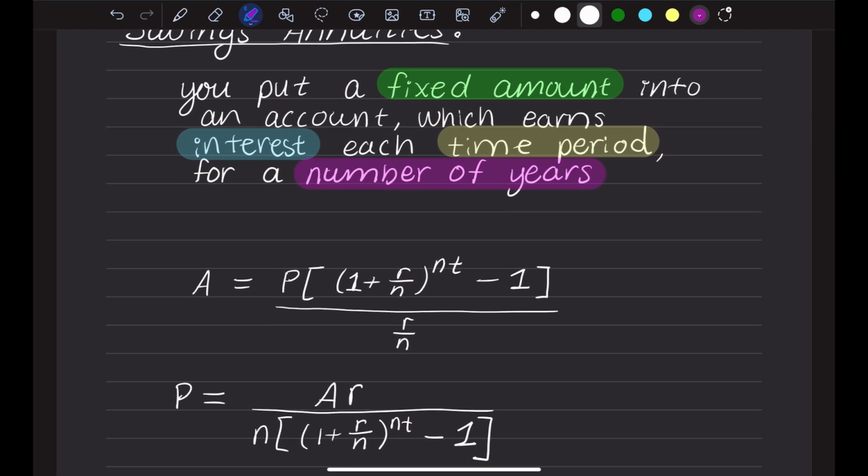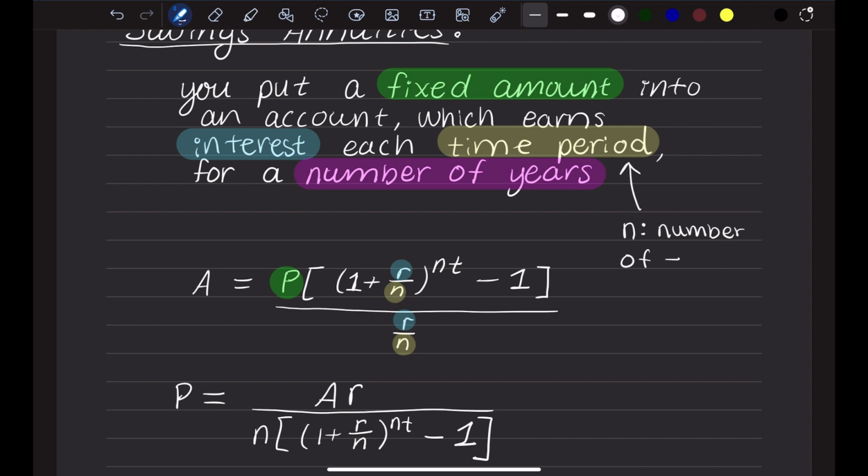I highlighted these different pieces because I'm going to show you where they show up in the formula. The fixed amount that we're putting into the account each time period is going to be this P. And then our interest rate is going to be R in our formula, so that shows up in two spots. The number of time periods is going to be N. And specifically, I'm going to make a comment that N is the number of time periods each year.